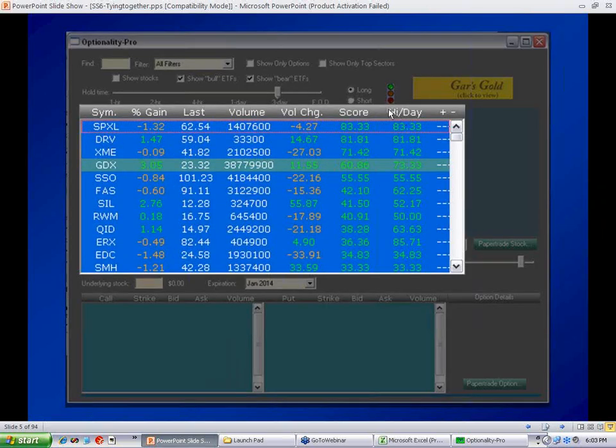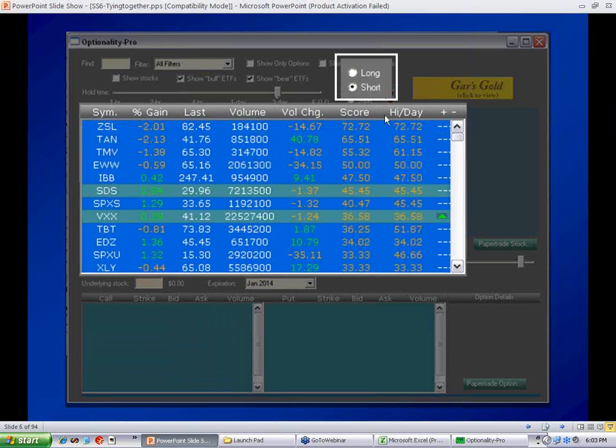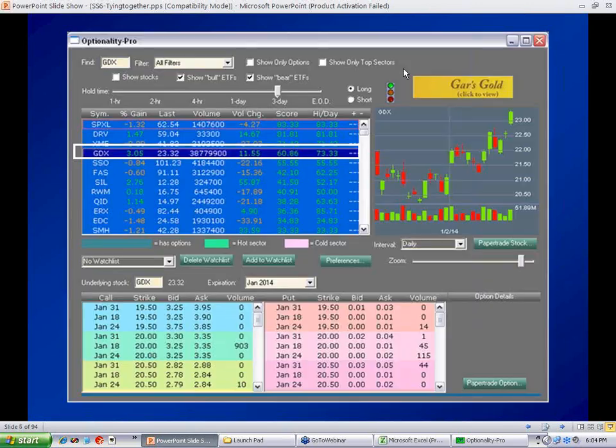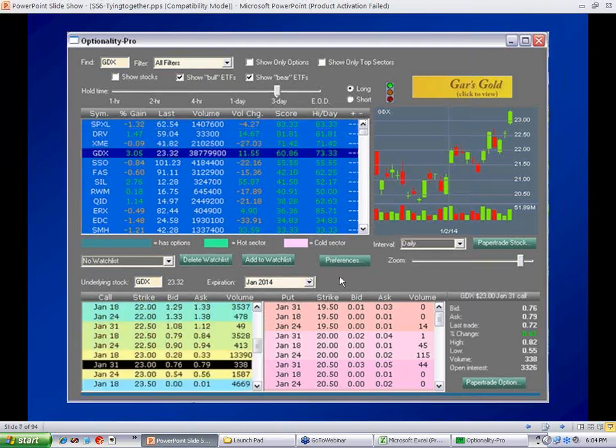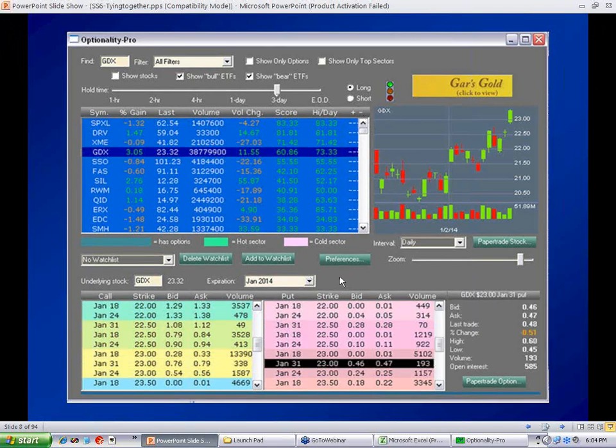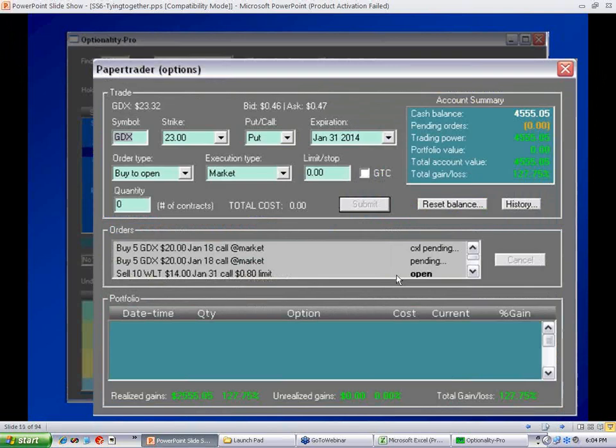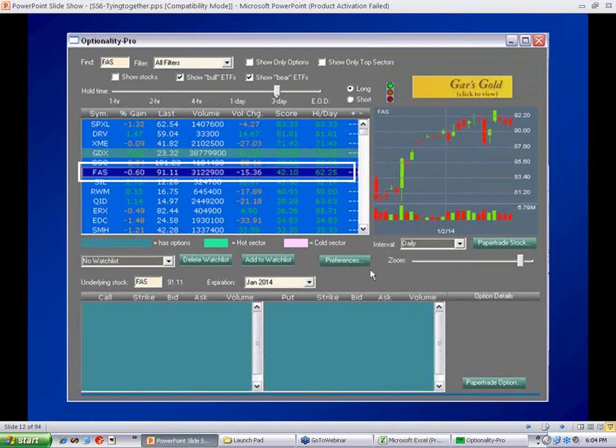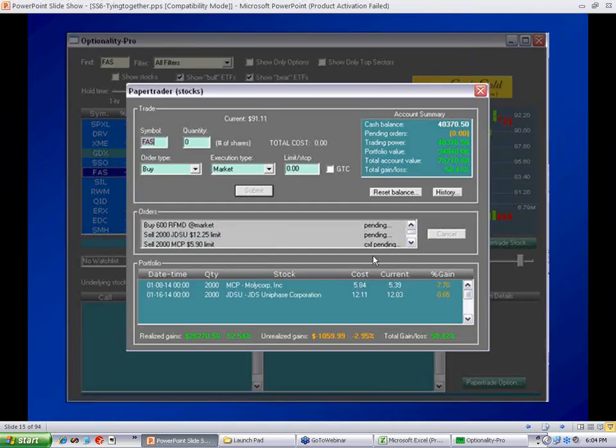And as you can see, a little blown up there, you can do either long or short. Now, if you do short, you'll see scores in the second to last column. And I'll explain the scores in a sec. And if you click on one that has options, you'll see the option chain down here. And you can click on an option and see what they're going for, and it'll give you information on the right. You can also go ahead and paper trade the option. You get the options paper trader. And if you want to trade stock, you could, of course, do paper trade stock. This is the same paper trader account, as it were, that's in your PowerScan Stock Vision program.